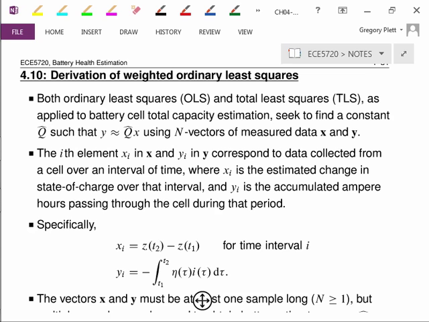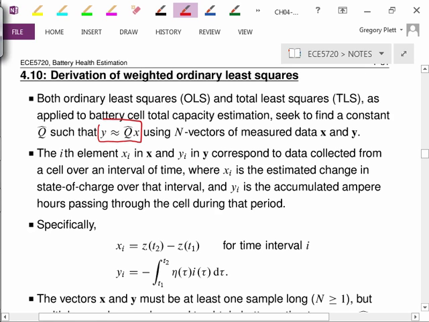Both the ordinary least squares method and the total least squares method, when we apply them to a battery cell capacity estimation problem, are looking to find a constant Q hat, which is an estimate of capacity. Whenever I use hat, it means estimate. So that y equals or is about equal to Q hat x is satisfied. And remember that y was the integrated current and x is the difference in two states of charge.